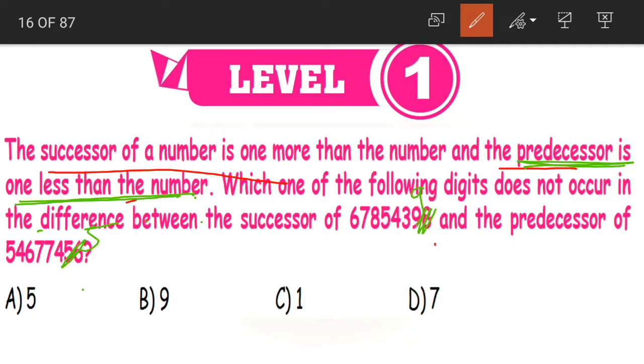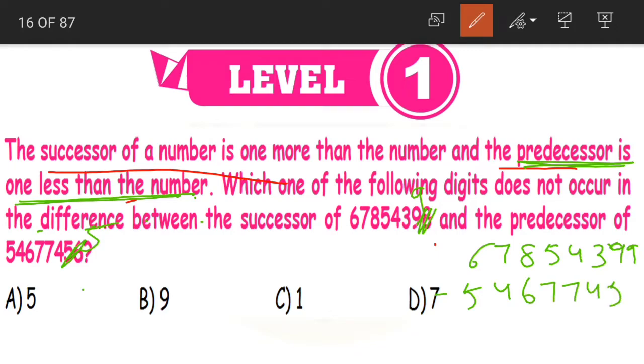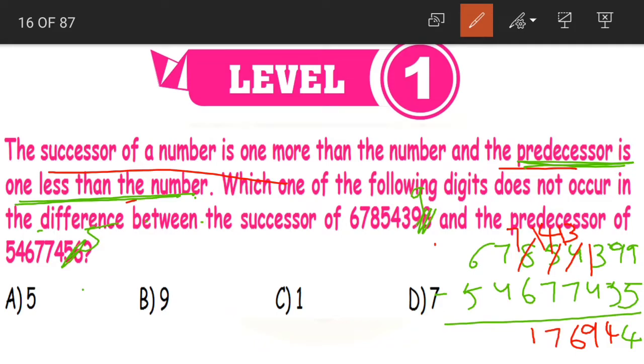Now what to do? We should find out the difference. 6,78,53,399 minus 5,46,77,455. Now 9 minus 5, 4. Again 9 minus 5, 4. 3 minus 4 is not possible. We'll borrow. 13 minus 4, 9. Again 3 minus 7 is not possible. 13 minus 7 is 6. 4 minus 7 again not possible. Then 7, 1, 3 and 1. What is the answer? 1,31,76,944.